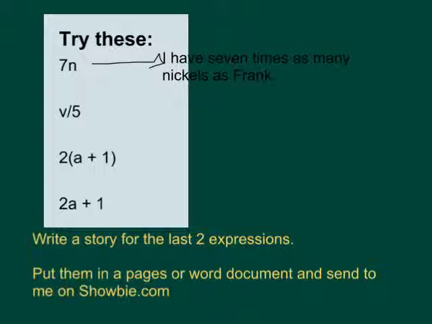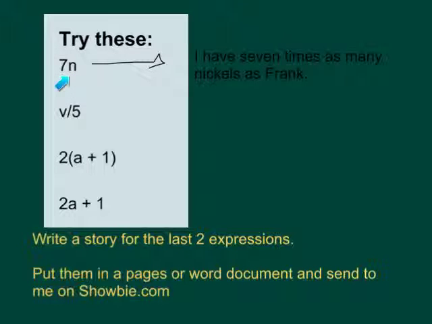Does that work with that story? Nickels, represented by N. 7N would represent 7 times that amount, and that's what I have. So the expression 7N represents my nickels in comparison to Frank's nickels.